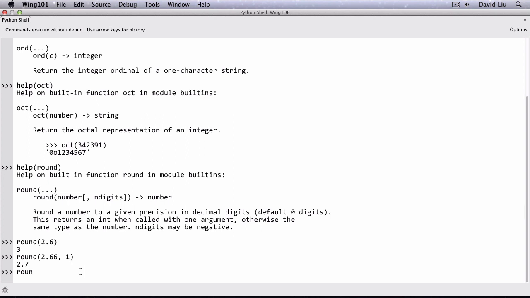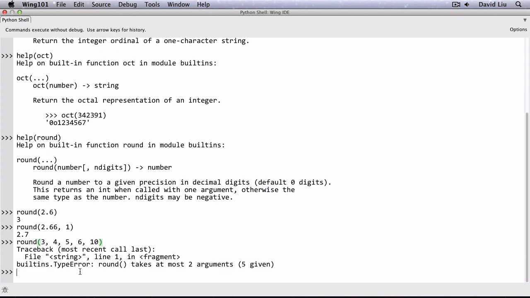But notice that if I try to call round with many more arguments, I get an error. Round takes at most 2 arguments. Awesome.